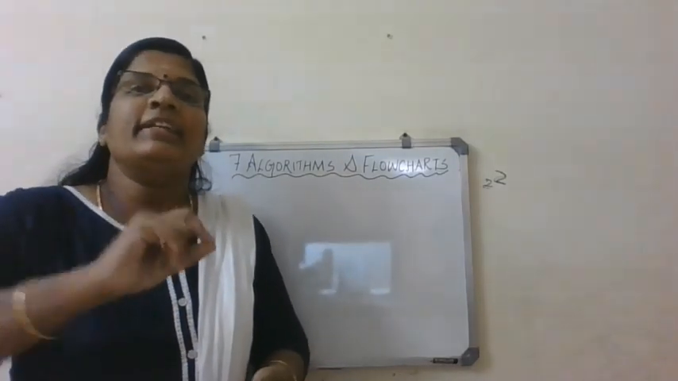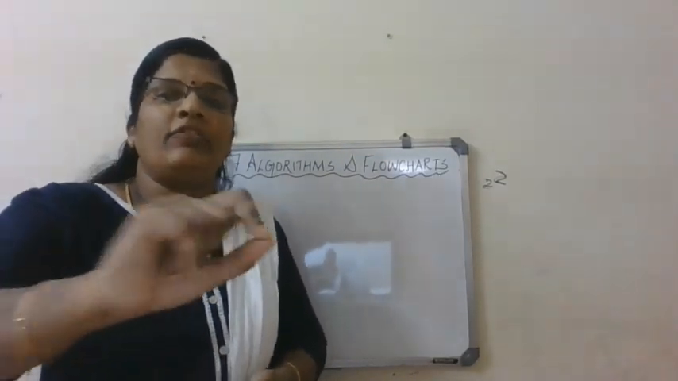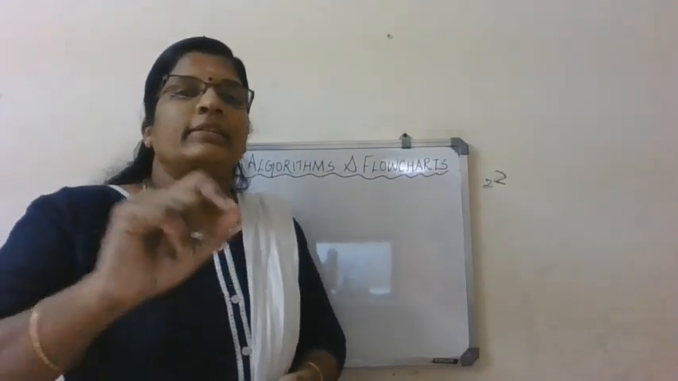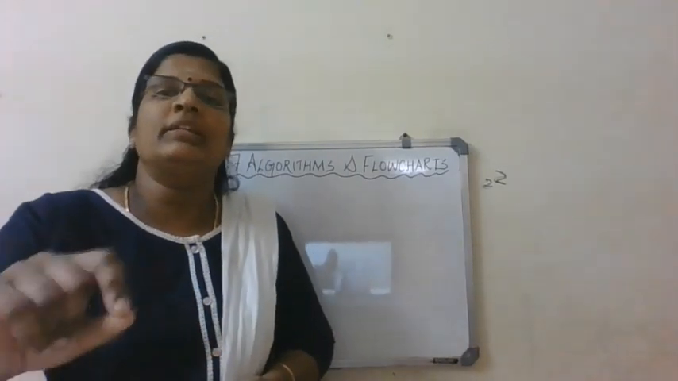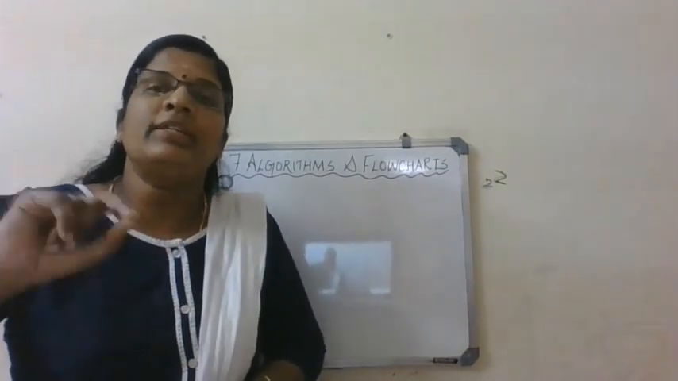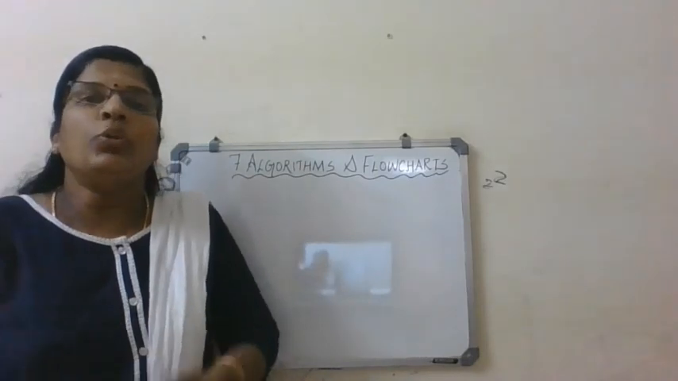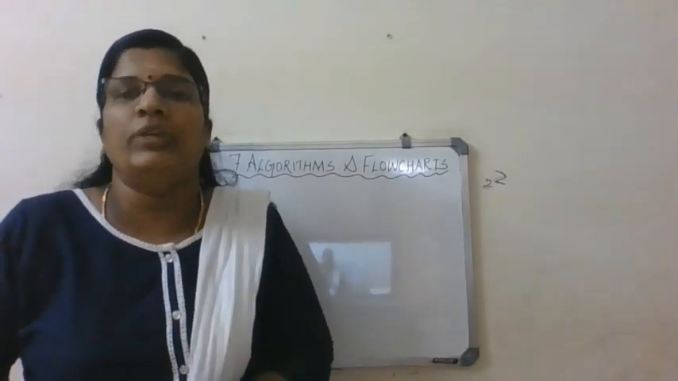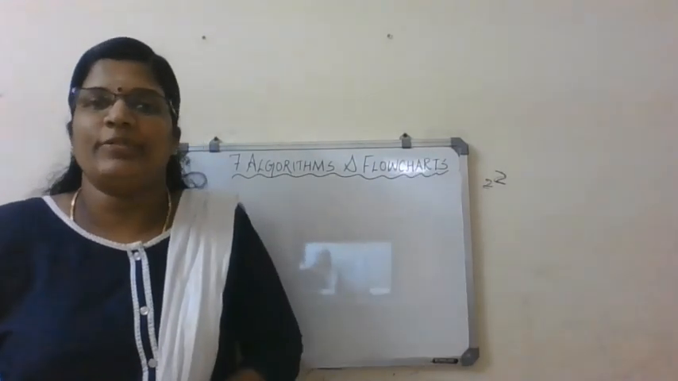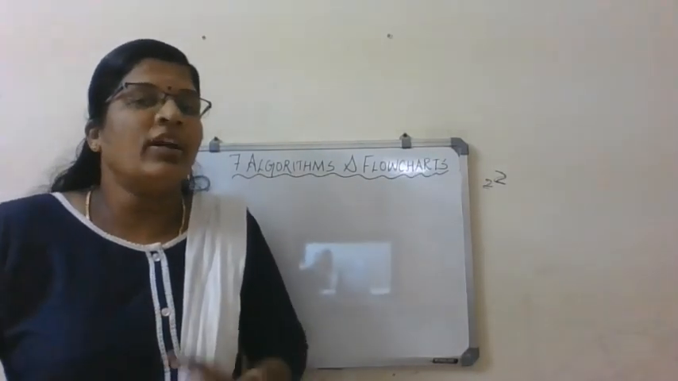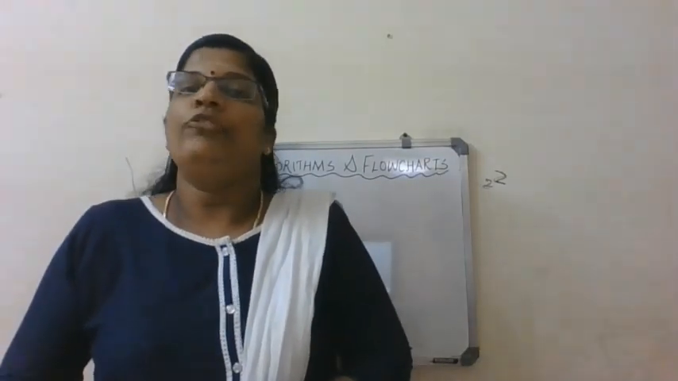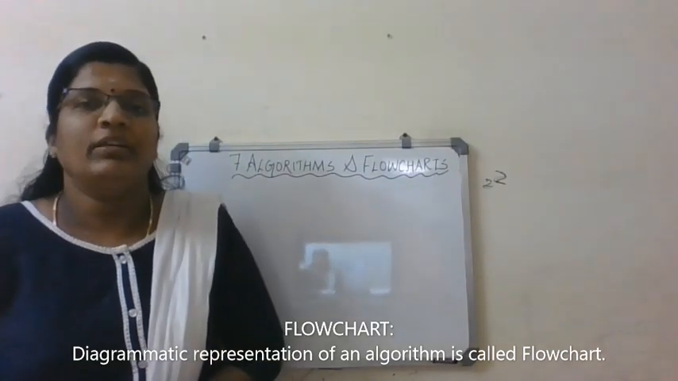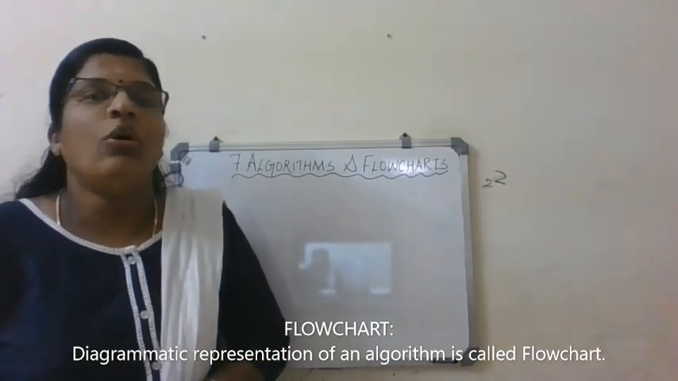Instead of writing lengthy statements step by step, take the first number, take the second number, calculate c is equal to a plus b, then print the result, you can represent the same algorithm with the help of diagrams in short words, which is called a flowchart. Is it clear? One more time, what is meant by flowcharts? Flowcharts are diagrammatic representations of an algorithm.